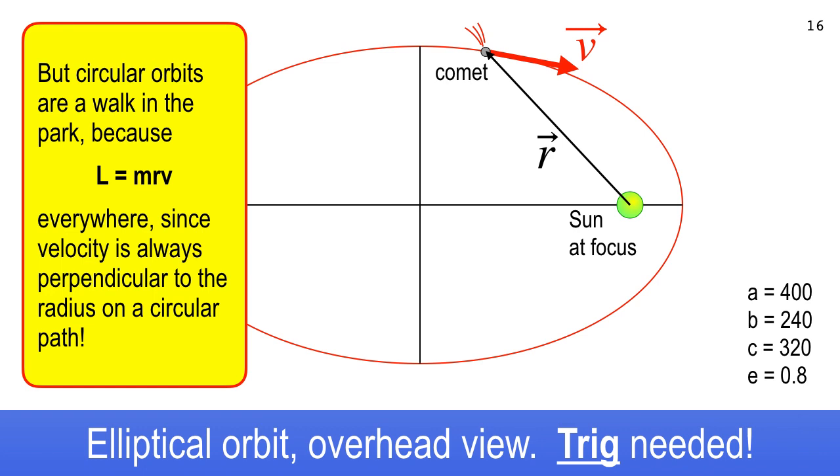And so the angular momentum of the comet is going to be the same everywhere on its orbit. It's a constant. It's a conserved quantity. And that's why if you know the speed at perihelion, you can figure out the speed at aphelion, because mrv is going to be the same. If you know the distances to perihelion and aphelion, you can figure out the velocities. They're going to be in proportion according to conservation of angular momentum.